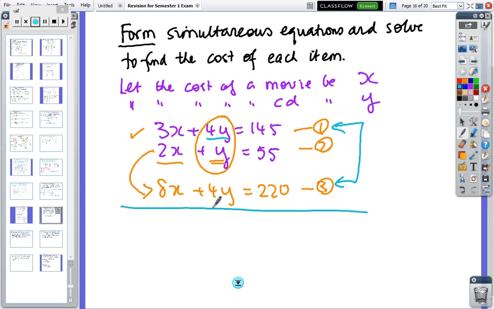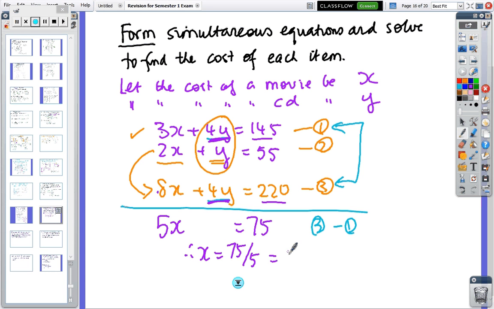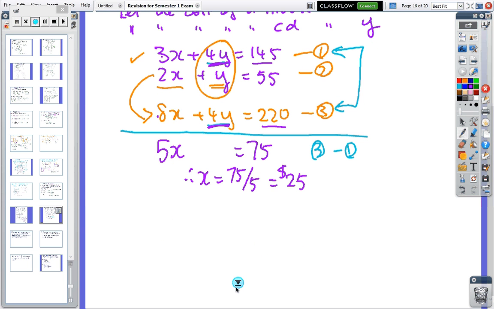So I'm looking at equation 1 and equation 3, and I'm going to subtract to get rid of y because I've got 4y and 4y. I'm going to subtract equation 3 minus equation 1 so I can get positives. So 8 minus 3 is 5x. 4y minus 4y is gone. 220 minus 45, 55 equals 75. So x equals 75 divided by 5 equals 25, so x is 25. We don't know it's dollars yet. Let's just make it 25.